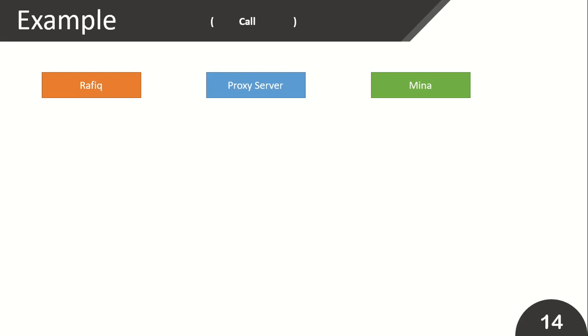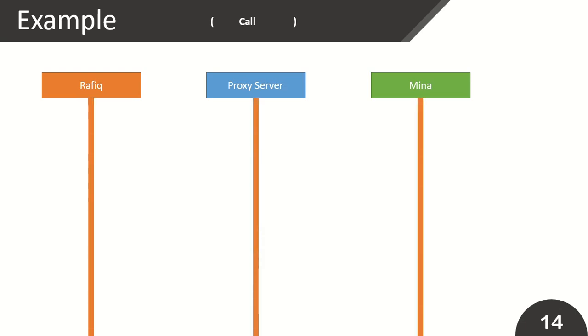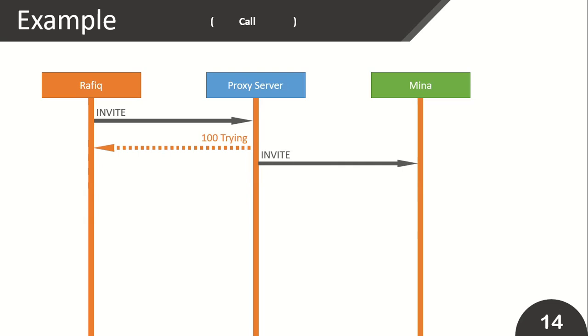So now Rofik is going to call Mina. He dials Mina's number, and what does he do? He will invite. The invite will go to the proxy server, then the proxy server will return a response message, 100, saying it is trying to reach Mina. Then when it reaches Mina, it sends an invite to Mina. From Mina's device, a response message of 180 is sent, which means ringing. The message is also sent to Rofik, so Rofik can know that the mobile is ringing. When we call somebody, we hear a beep sound. This is for this kind of message.